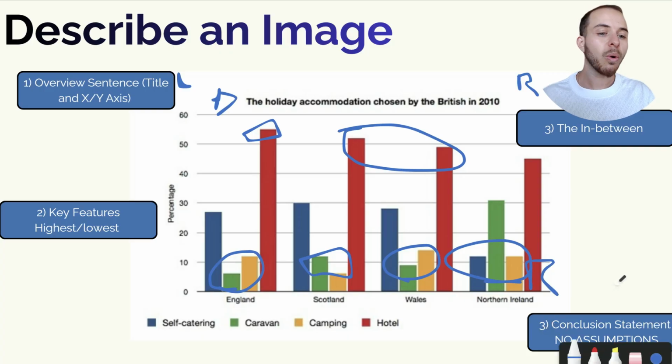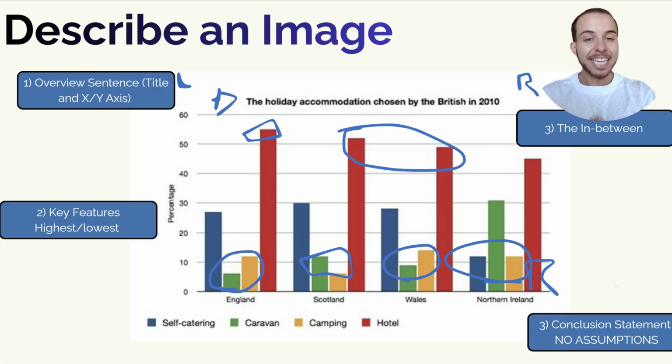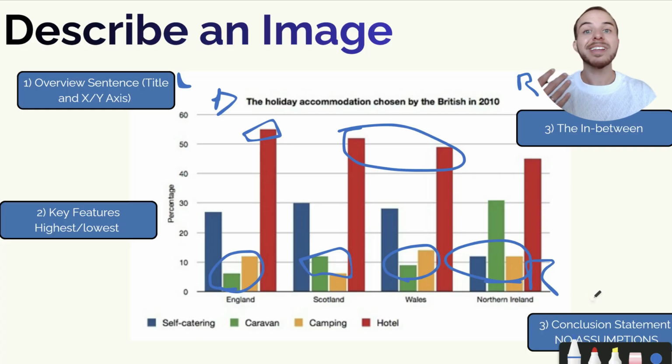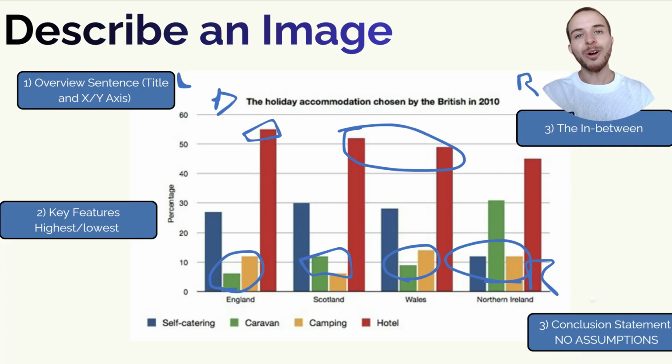Final one, number 4, conclusion statement. One final statement to describe the picture. Again, we are not making assumptions. Don't assume what will happen in another country or in another image. Only talk about what you can see in the picture.